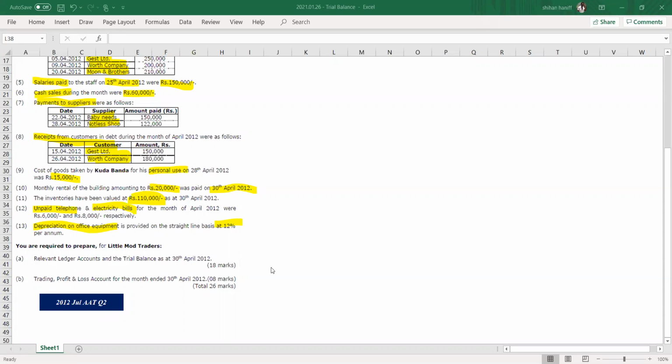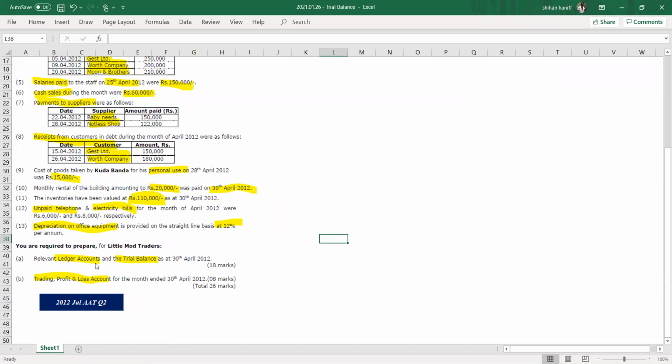Okay, right. So from this you can cover the entire accounting process. The entire process can be covered. Right. So what you need is the relevant ledger accounts, trial balance, trading profit and loss account, and also let's prepare the statement of financial position, a complete set of accounts. Right.